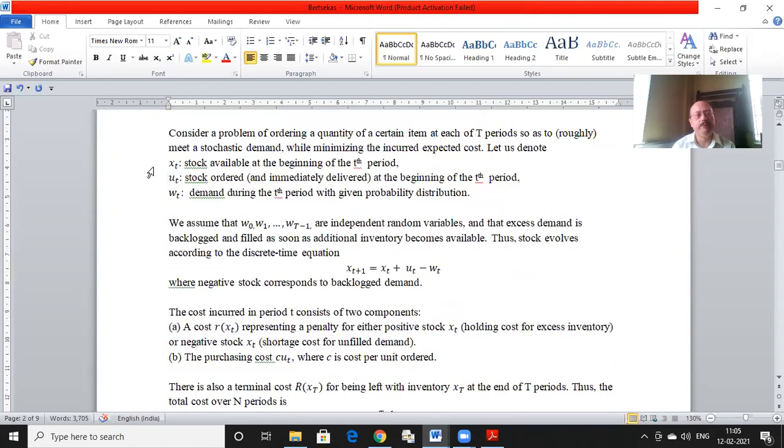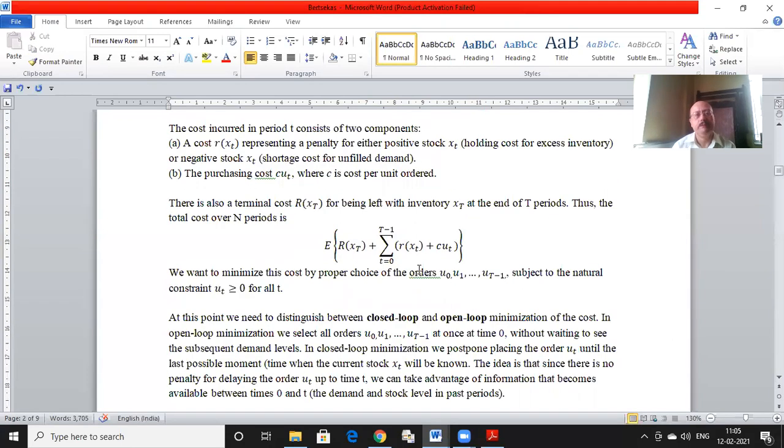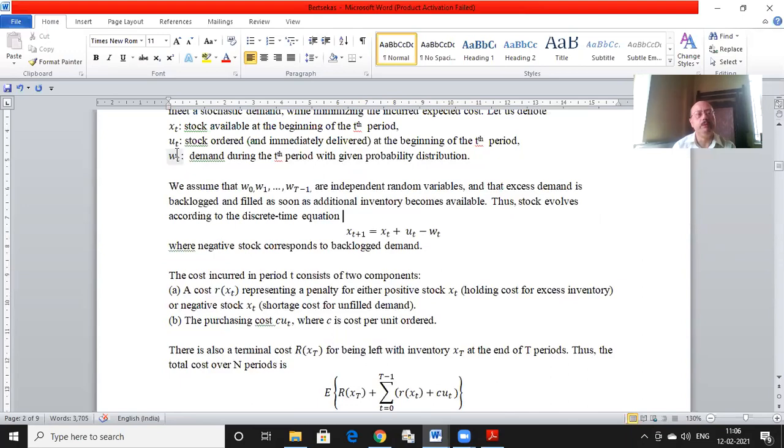X is what I have, U is what I do, and W is what I receive, which is random. So these are like the states of nature. This is my control. This is called my control. And this is the initial state. So from the initial state, I do some controlling and I face some state of nature. I go to the next state. This is the transition. And my objective would be to minimize this expected value. I have to do expectation because W is random.